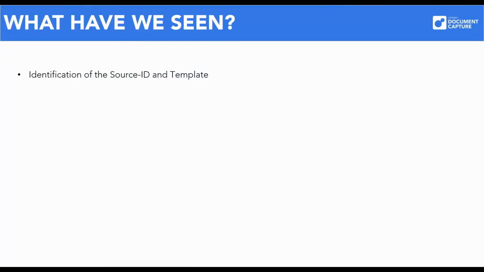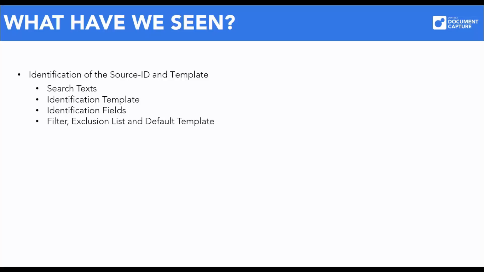So, what have we been through today? First, we examined how the search text in the template affects the selection of a source ID. Then we looked at the ID template function. We also got an insight into setting up the identification fields on the document category. Finally, we looked at the source table filters and the exclusion list for the document category, and also how to mark the template as a default template.